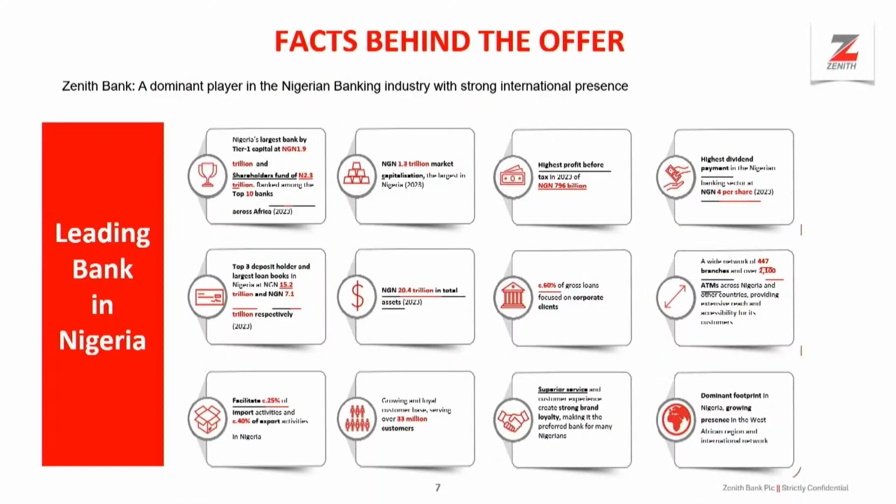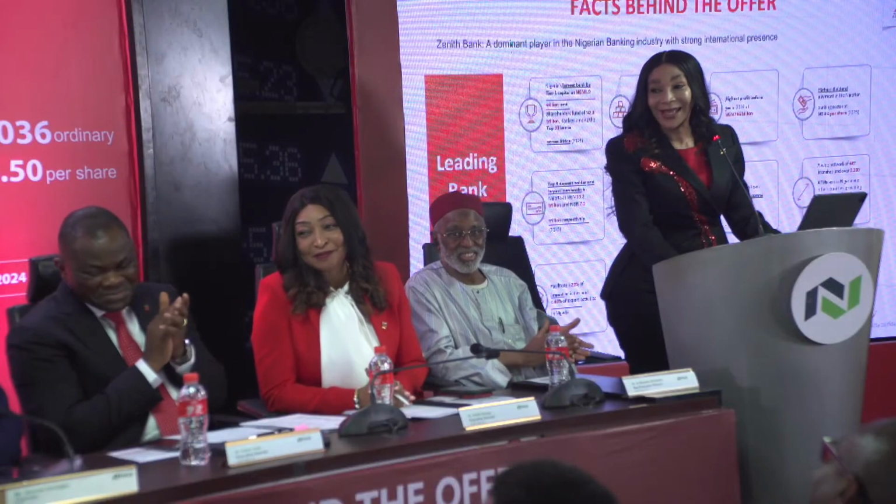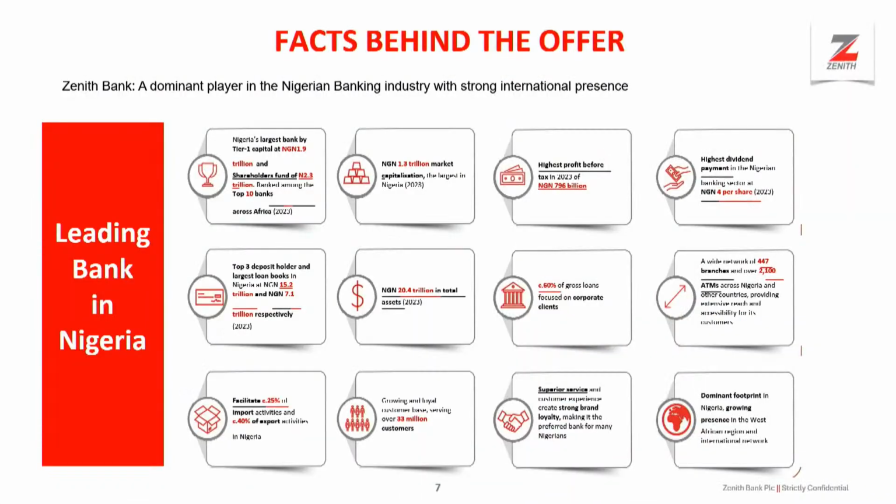Let's look at some facts behind our offer. It may interest you to know that as of December 31st, 2023, Zenith Bank Tier 1 capital was 1.9 trillion naira, being the highest in the Nigerian banking industry. Our shareholders' funds stood at 2.3 trillion naira, being the highest again. We recorded a market capitalization of 1.3 trillion, also the highest. Our PBT stood at 796 billion, also the highest in the Nigerian banking industry. That actually made us the most profitable bank in Nigeria.